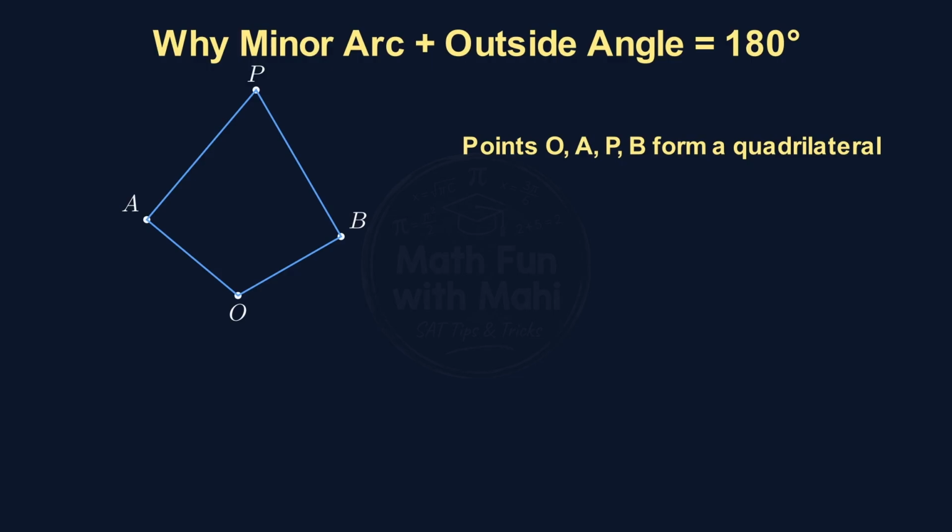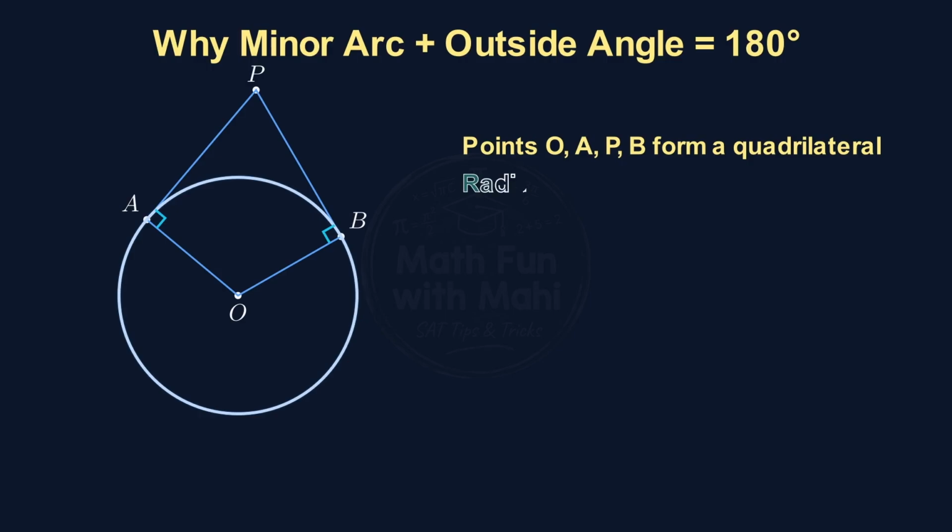When we connect the center point O to the points of tangency A and B, we create a four-sided shape, the quadrilateral OAPB. Now, a fundamental rule of circles is that a radius is always perpendicular to the tangent line at the point of contact. That gives us two perfect 90-degree angles at A and B.